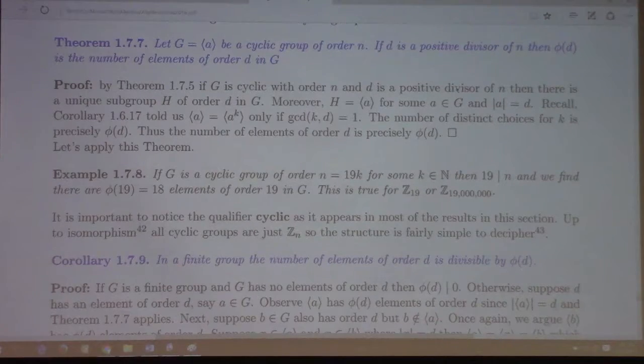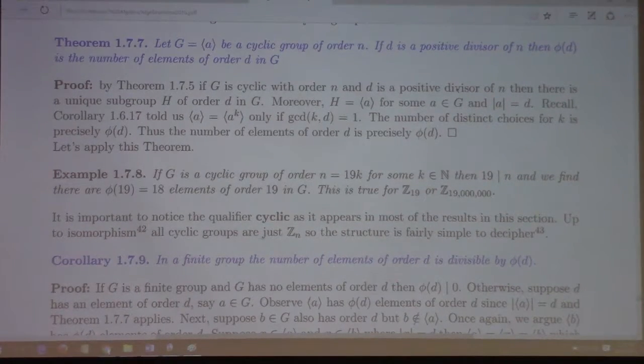That's partially true, right? It has to be connected to the order of the group. You can't have an element of order 11 in a group of order 15 because 11 is not a divisor of 15. At the moment I'm talking about cyclic groups because that's all we know. There's a little bit more you can say. In a finite group, the number of elements of order D is divisible by phi of D. Now I'm not assuming a cyclic group, just a finite group.